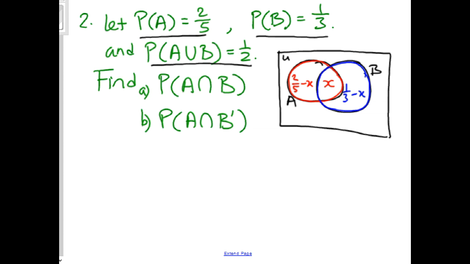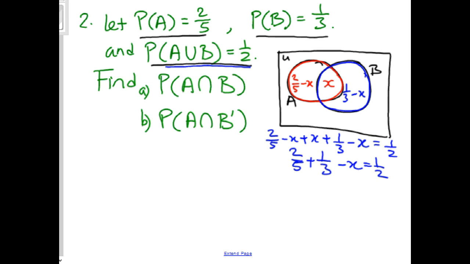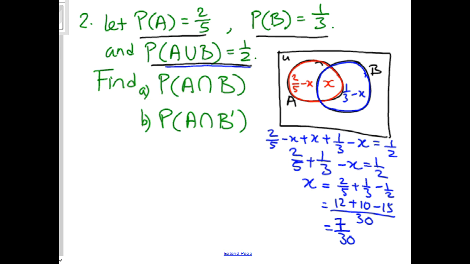So A union B is equal to half. So what I have now is 2/5 minus X plus 1/3 minus X. This has to be equal to 1/2, because A union B is equal to 1/2. So that is just 2/5 plus 1/3 minus half is equal to half. In other words, X is equal to 2/5 plus 1/3 minus half, which is 7 out of 30. So A intersect B here is 7 over 30.